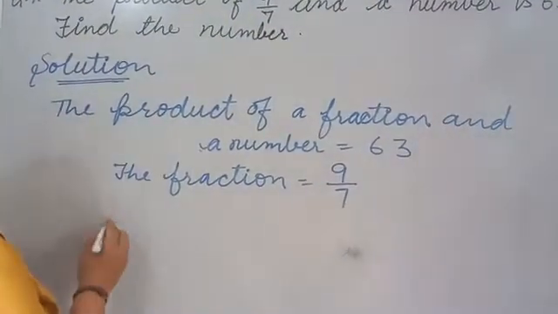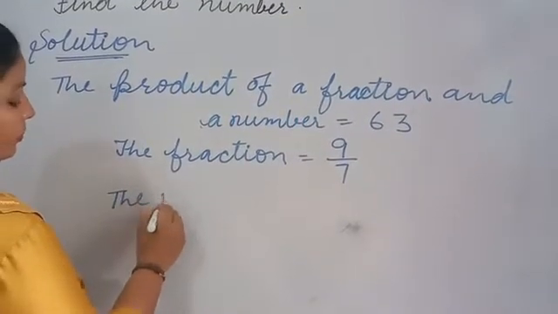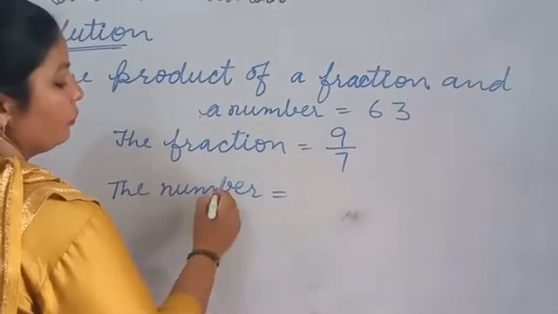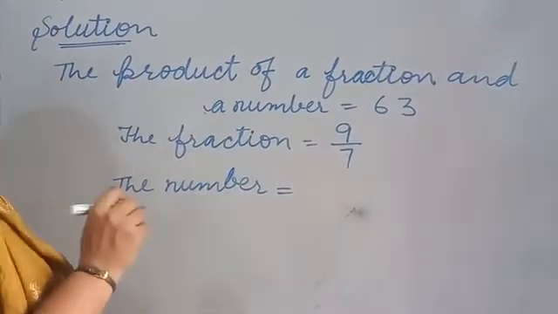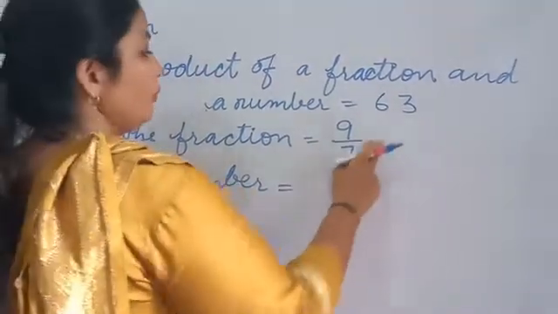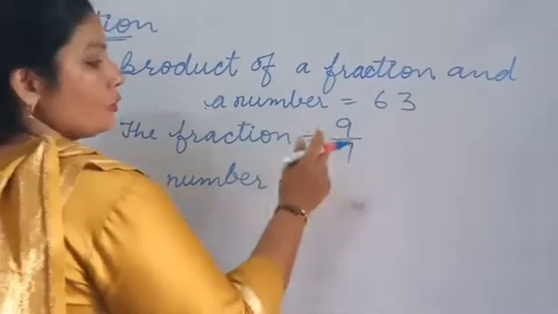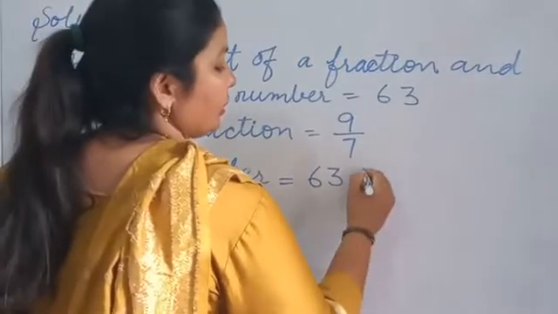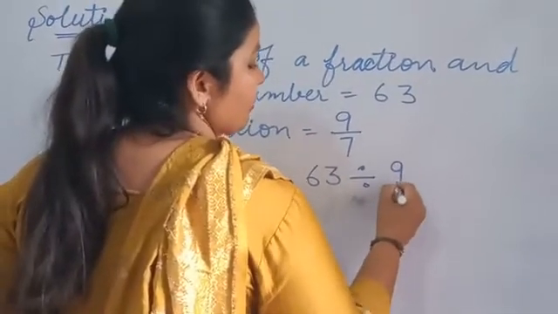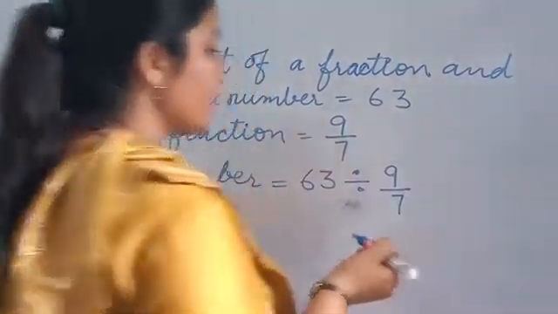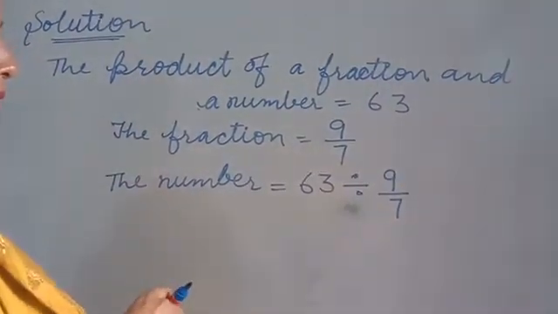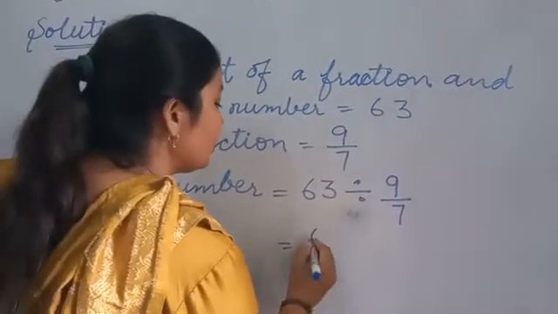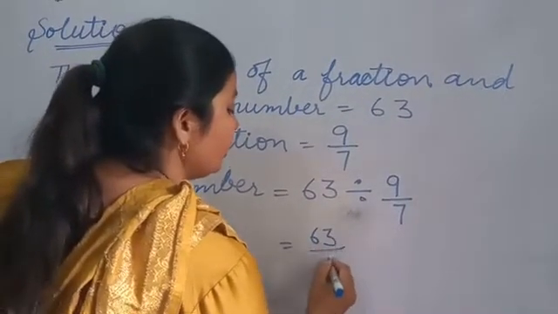So we write here, the number equals, for the number what will we do? We will divide, because we know the product and we know the fraction. So for that, product divided by fraction, divided by 9 upon 7. In the previous exercise I told you how to solve division. Divide will change into multiply. So now 63 upon 1.